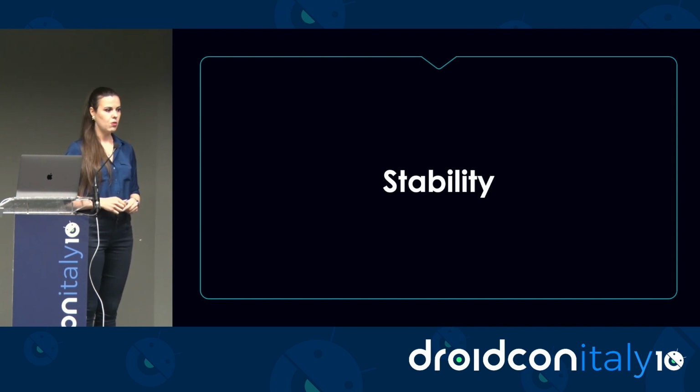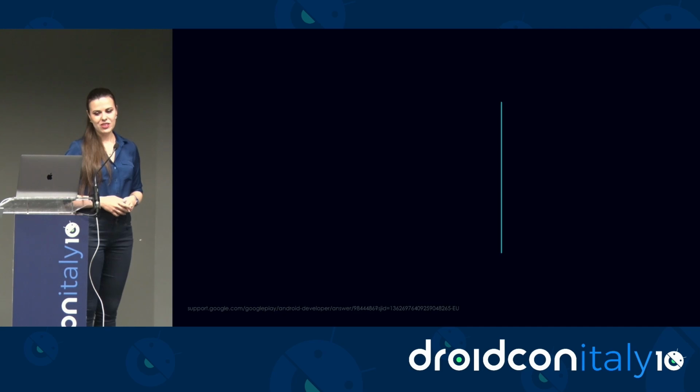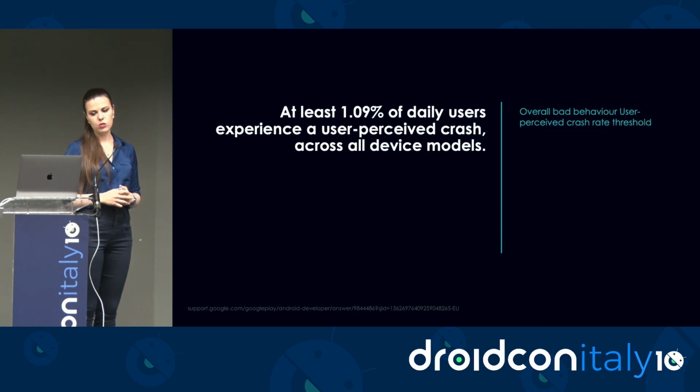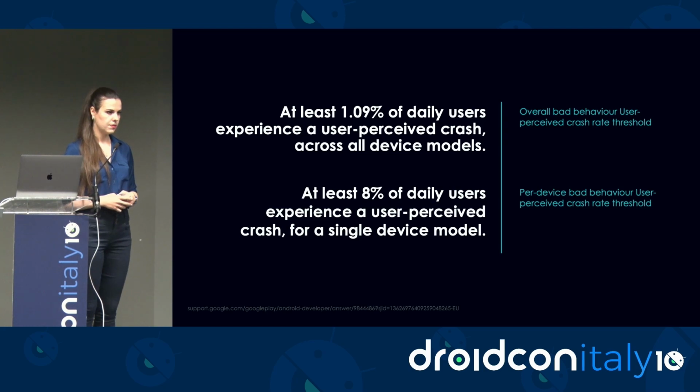And you might ask yourself, so what are these thresholds defined around? Well, what is the worst thing that can happen to an Android app if we exclude security? We'll talk about that, of course, yes. So the first set of thresholds is, of course, defined around crashes. There is an overall bad behavior threshold where it says that if at least 1.09% of the users experience such a crash across all device models, that would be considered an overall bad behavior. And the other one is about per device bad behavior, which basically is targeting single device models.